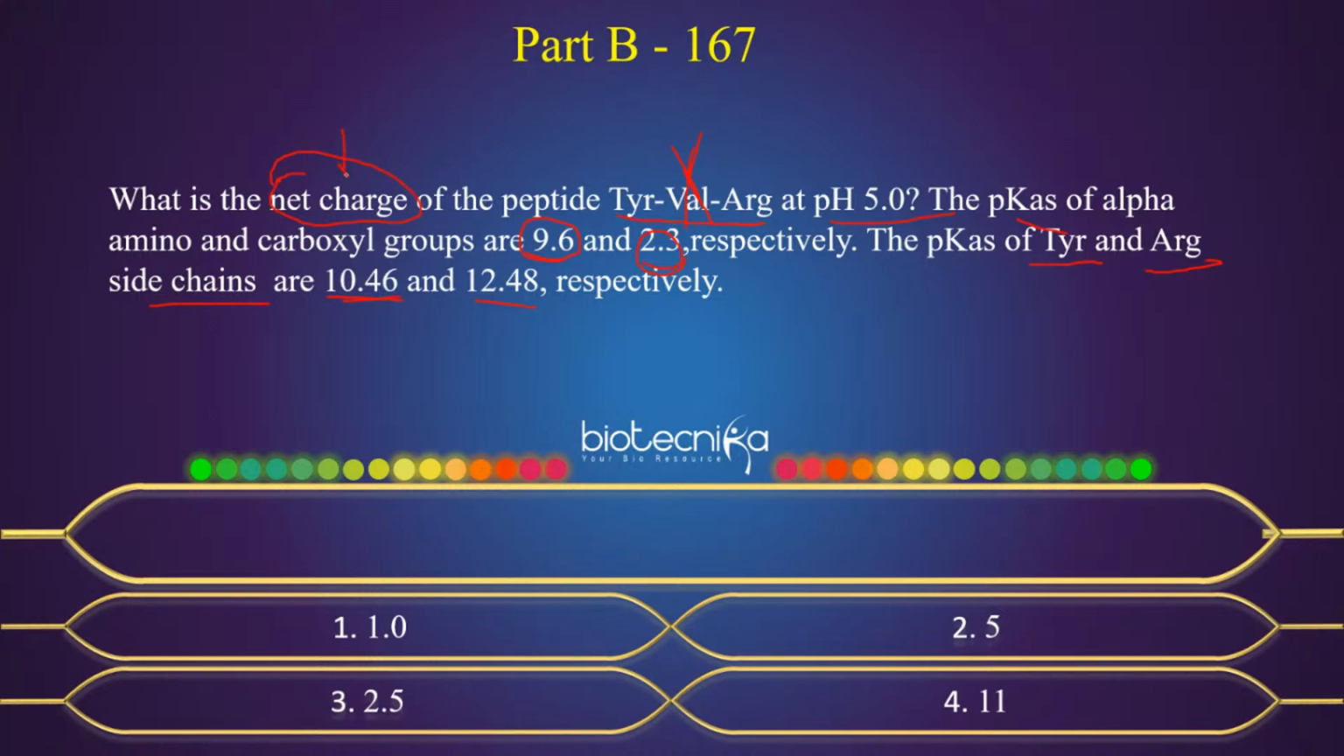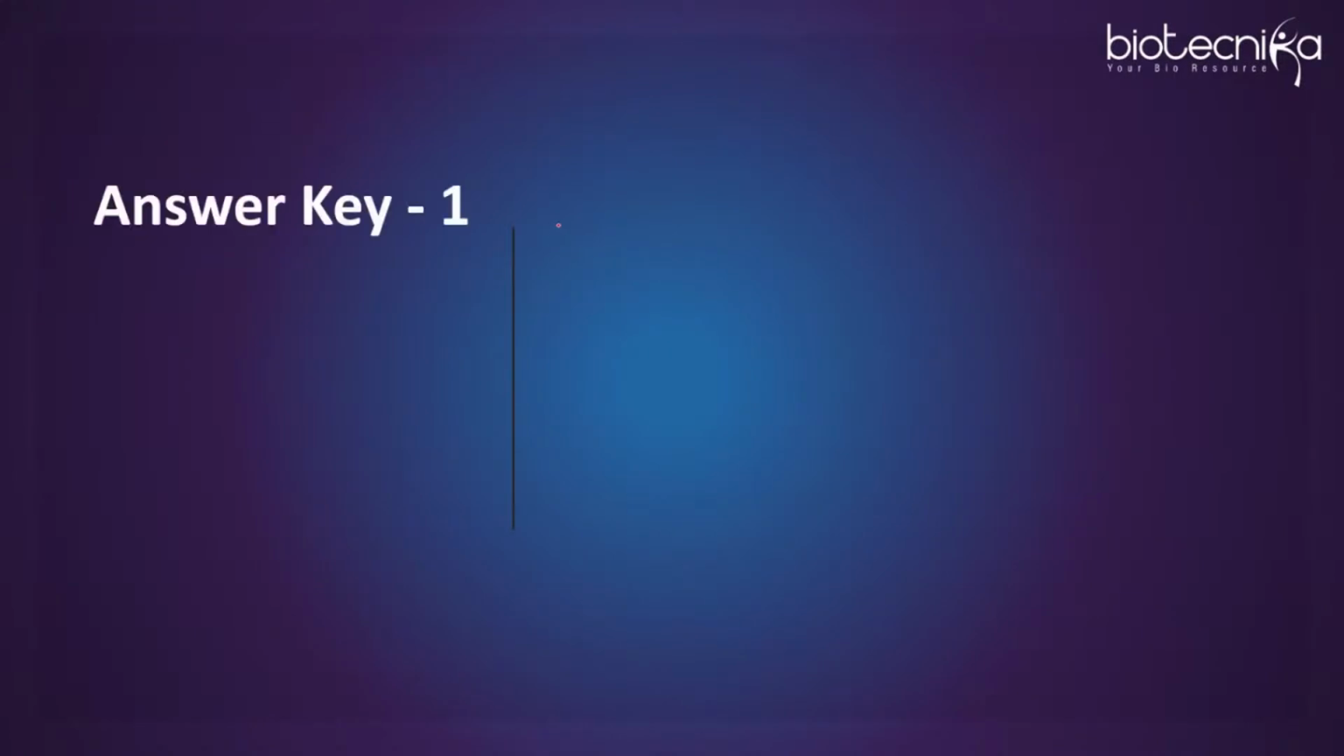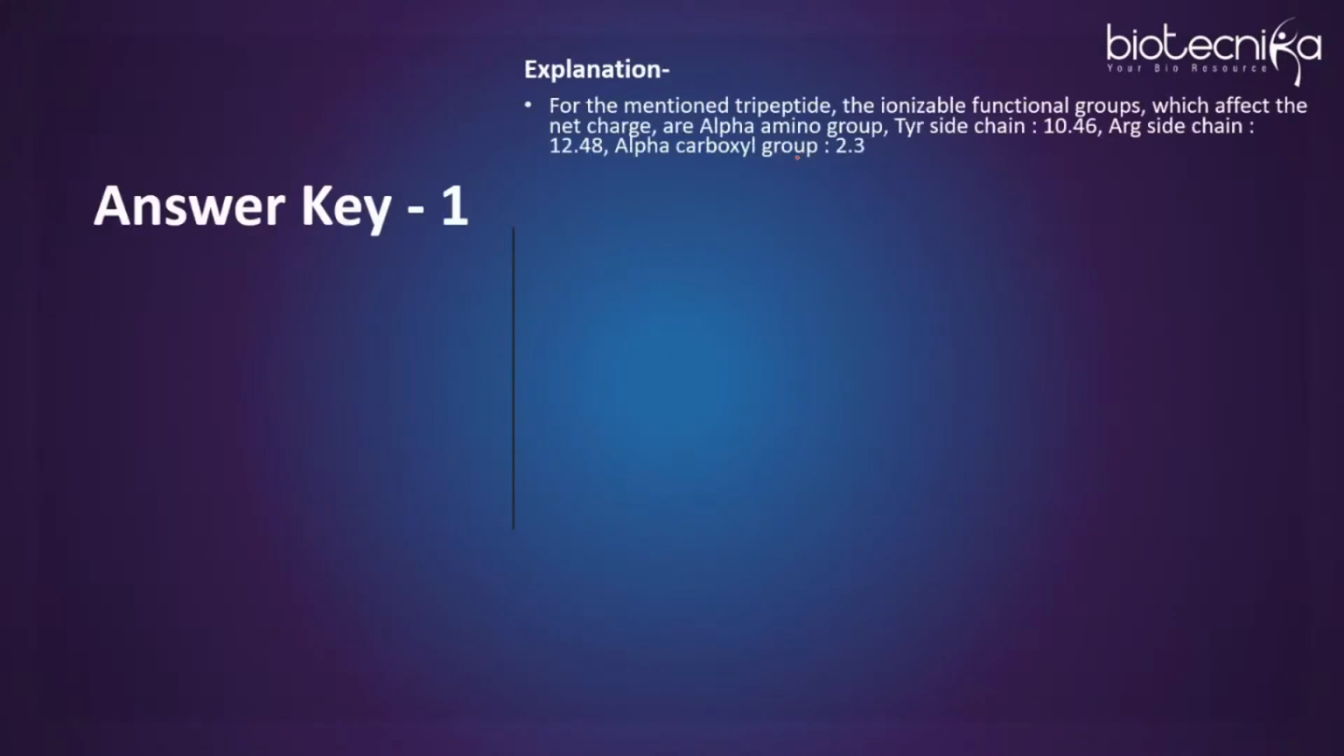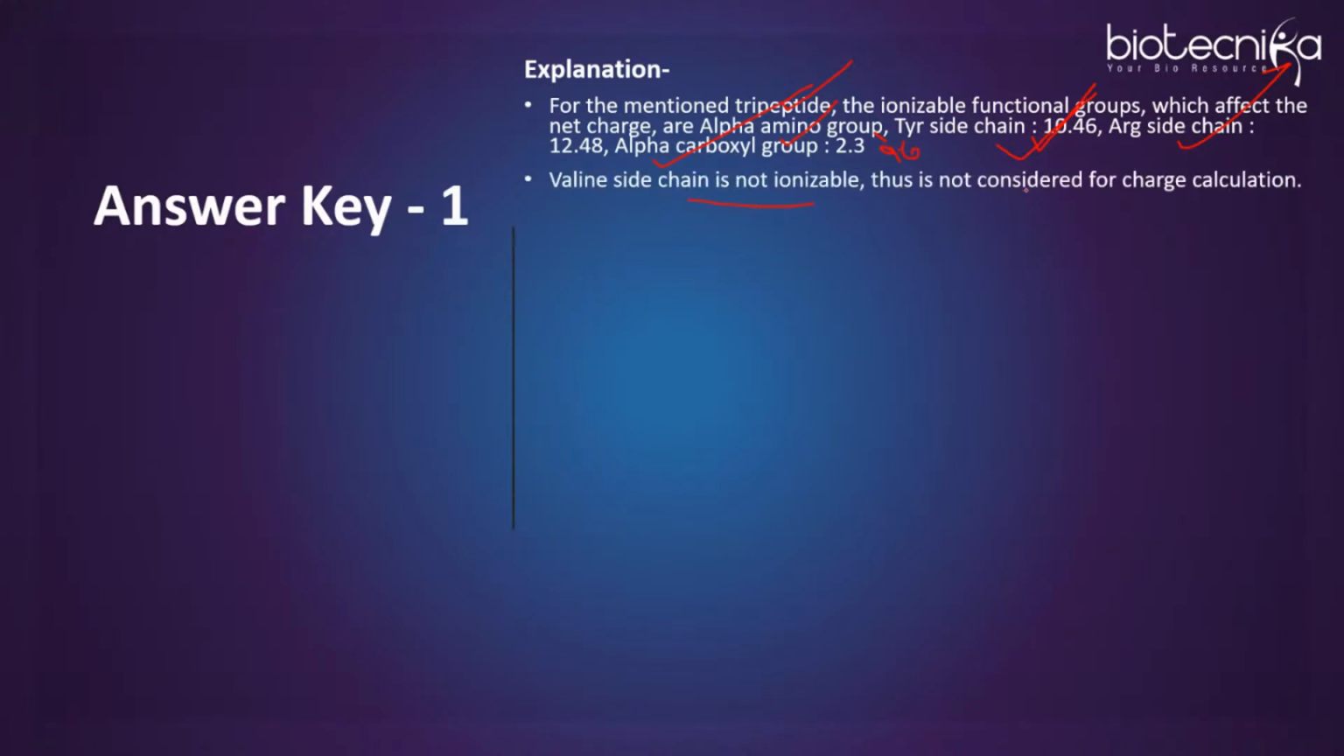Yes, we have to calculate the net charge. So for net charge, what do you have to do? Let me explain to you. The correct answer is option 1. For the mentioned tripeptide, they have already told which groups to consider for ionization. These are all ionizable groups: the tyrosine side chain, the arginine side chain, the alpha carboxylic group, and the alpha amino group, whose pK value is 9.6. Valine is not ionizable, so we will not consider it for charge calculation.